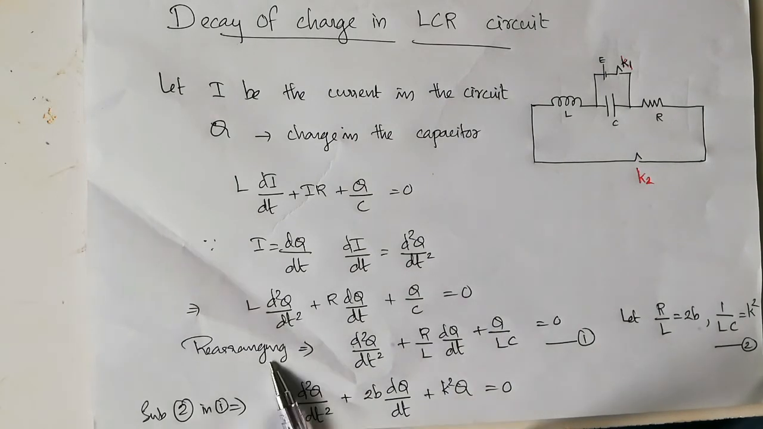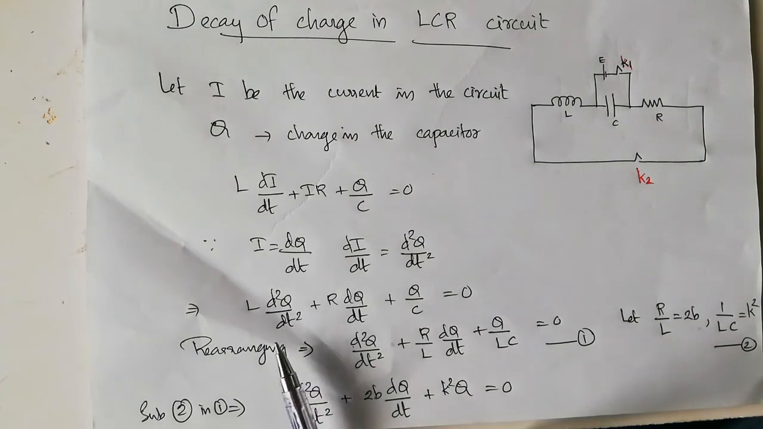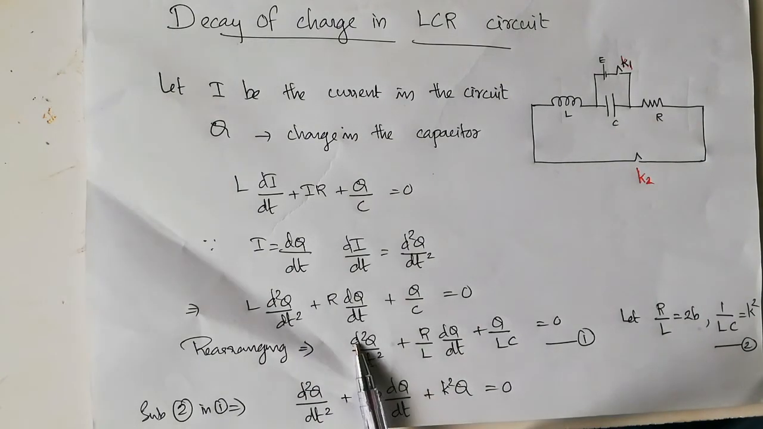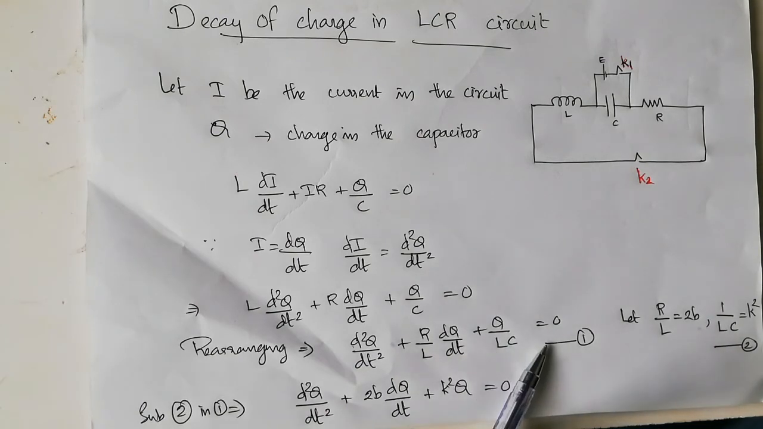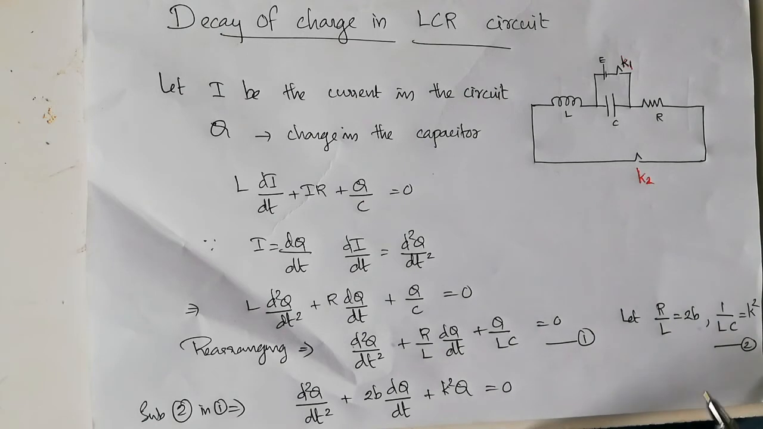Now, I am going to rearrange this equation by dividing with respect to L: d²Q/dt² + (R/L) dQ/dt + Q/LC = 0. Now, to solve this equation and get the instantaneous expression, as in the previous case, I am going to substitute R/L = 2b and 1/LC = k². That is equation number 2. Then let us substitute 2 in 1, which gives d²Q/dt² + 2b dQ/dt + k²Q = 0.